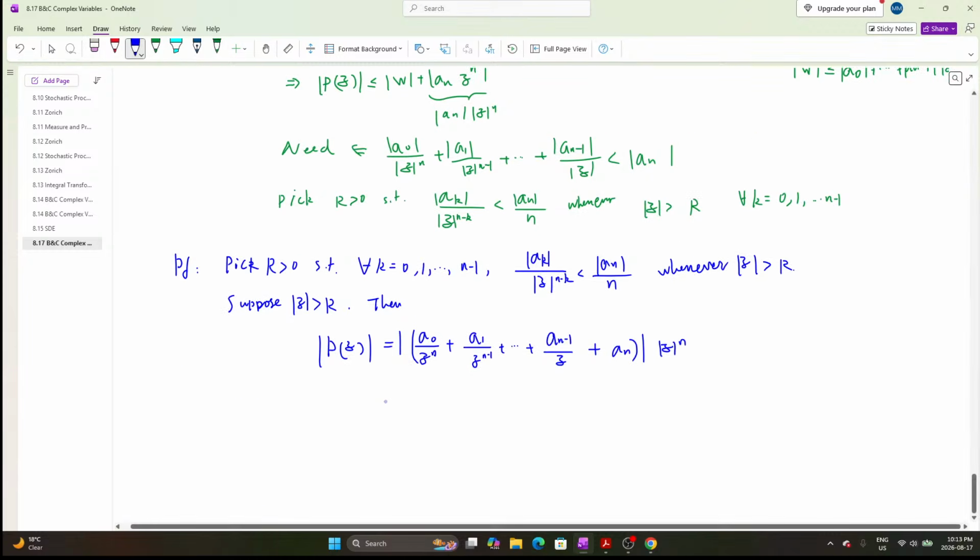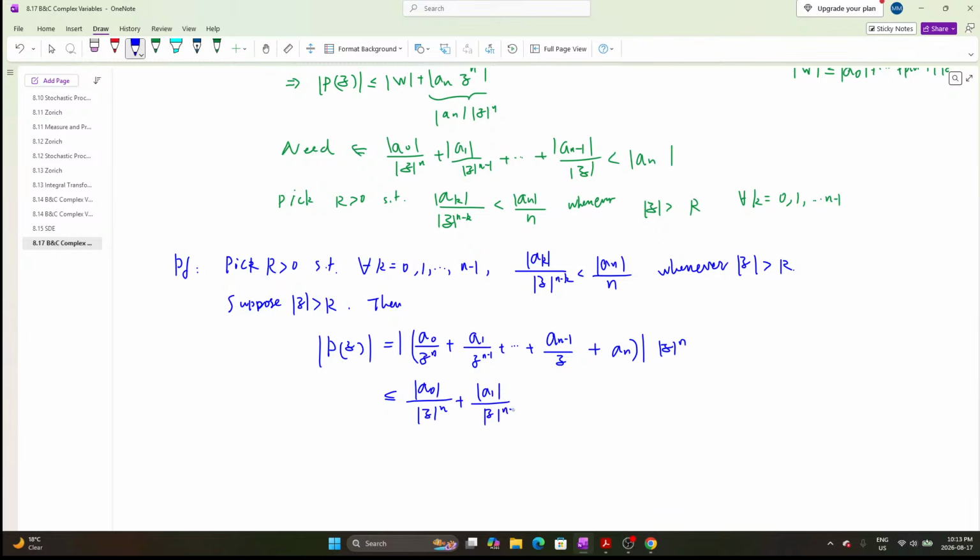Now let's use the triangle inequality for the first one. This is less than or equal to the absolute value of a_0 over the modulus of z to the n, plus the absolute value of a_1 over the modulus of z to the n minus 1, plus all the way to the modulus of a_{n-1} over the modulus of z, and then plus the absolute value of a_n. That's the triangle inequality applied to the bigger factor. So that's pretty much it.